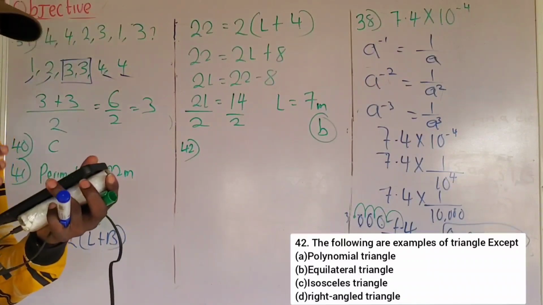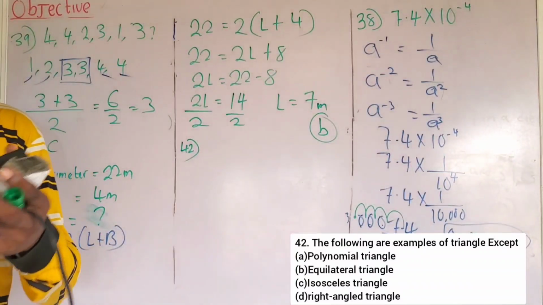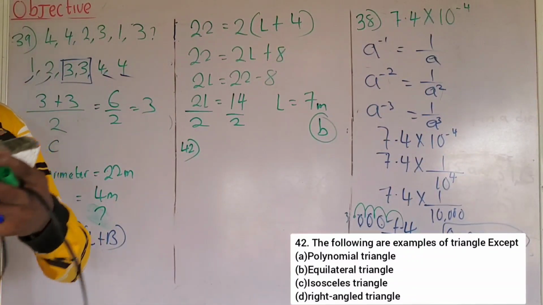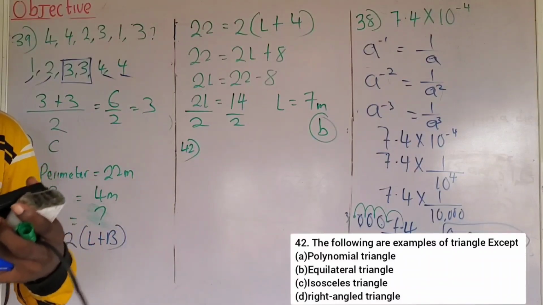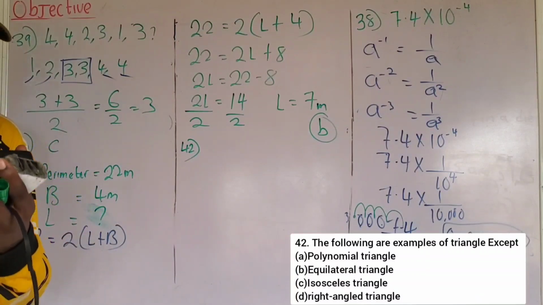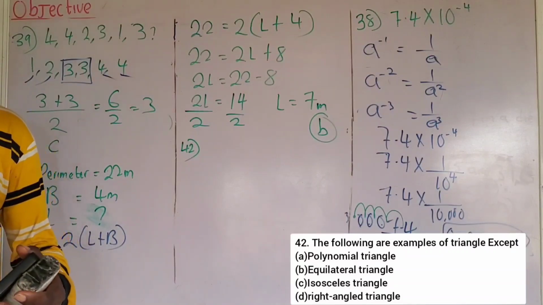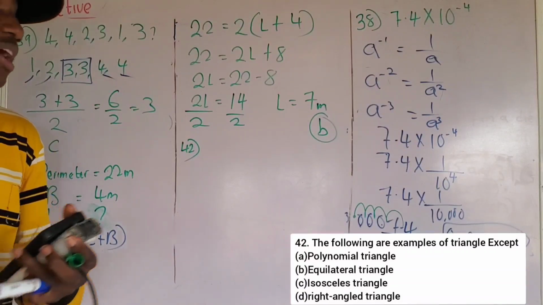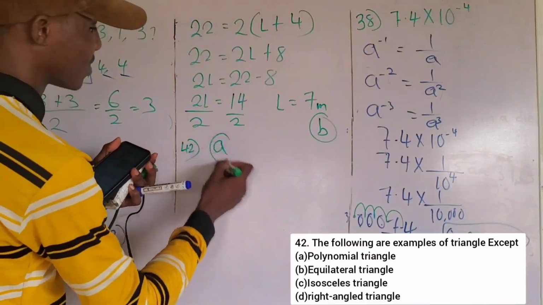Okay. We have equilateral triangle where all the sides and the angles in that triangle are equal. We have isosceles where the base angles and the two sides are equal. The two sides that face each other are equal, and the base angles of the triangle are equal. That is isosceles triangle. And the right angle triangle is a type of triangle where one of the angles is 90 degrees. Okay, so there is nothing like polynomial triangle. Hence, the right option to that question is option A.